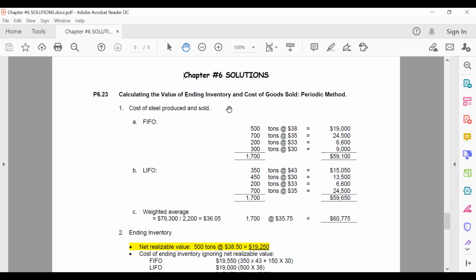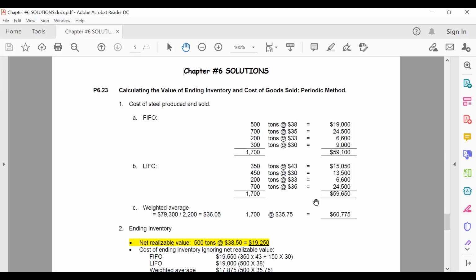So you had to calculate cost of goods sold, but this is under the periodic method. Under first in, first out, you've got the total amount of tons going to 623. You had a total number of tons of 2,200, and you sold 1,700 of those. So you had 500 units left in inventory. When it's first in, first out, you take the units and charge them off to cost of goods sold in the order that they came in, and you stop when you reach 1,700. So your FIFO cost of goods sold is 59,100.